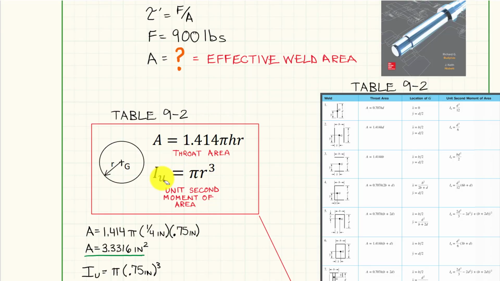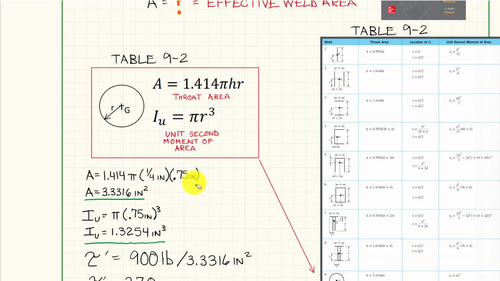The other thing we have here is this IU. This is our unit second moment of area. It's an IU value, it's to the 3rd power. Normally, I is to the 4th power. So we're going to have to learn how to convert IU to I a little bit later, and that's not very hard to do.